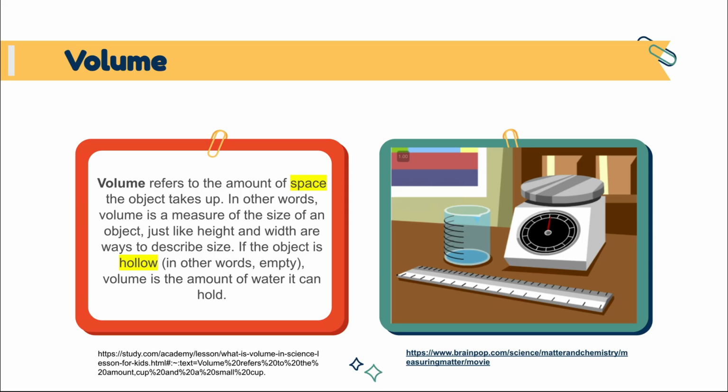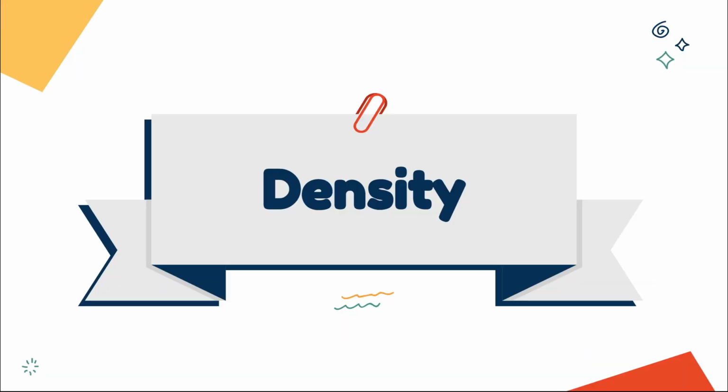Volume. Volume refers to the amount of space the object takes up. In other words, volume is a measure of the size of an object. Just like height and width are ways to describe size, if the object is hollow, in other words, empty, volume is the amount of water it can hold. Watch the video on the right. The BrainPop video here is one that you'll need to log in to view, so make sure you log in.